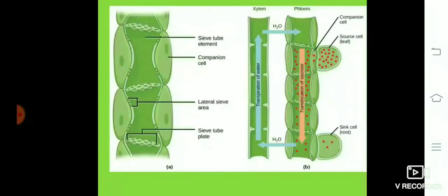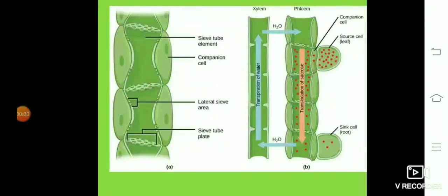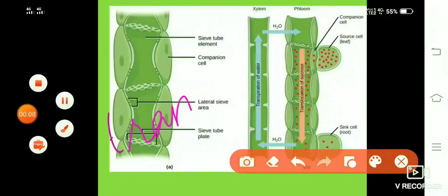So far, we discussed the transportation of water and minerals with the help of xylem. Now we will discuss the transportation of food from leaves to different parts of the plant with the help of phloem. This transport of soluble products of photosynthesis is called translocation.